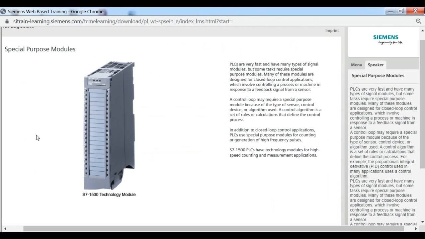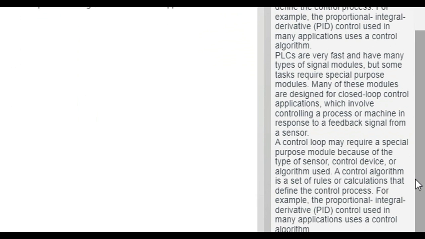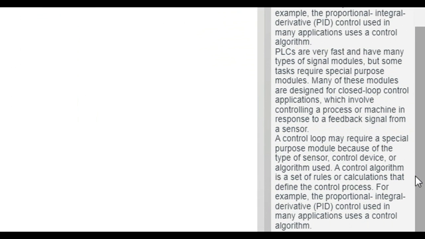In addition to closed-loop control applications, PLCs use special-purpose modules for counting or generation of high-frequency pulses. S7-1200 PLCs have integrated technologies for high-speed counting, measuring, proportioning, open-loop stepper motor control, and PID control, reducing the need for special-purpose modules. S7-1500 PLCs also have technology modules for high-speed counting and measurement applications.